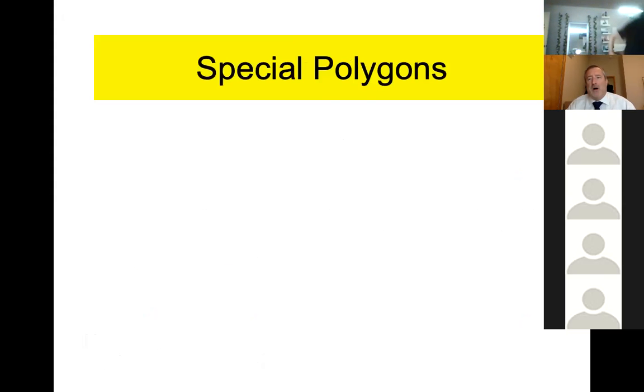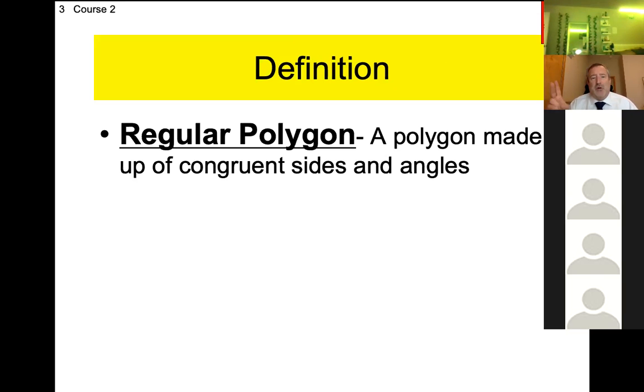Okay, moving on. So these are called special polygons, and they're somewhat special, but they just differ from the normal ones. So we're going to have 2 of these. The first one is called a regular polygon. A regular polygon, and this one always confused me in 8th grade. I didn't figure this out until sophomore year of high school.